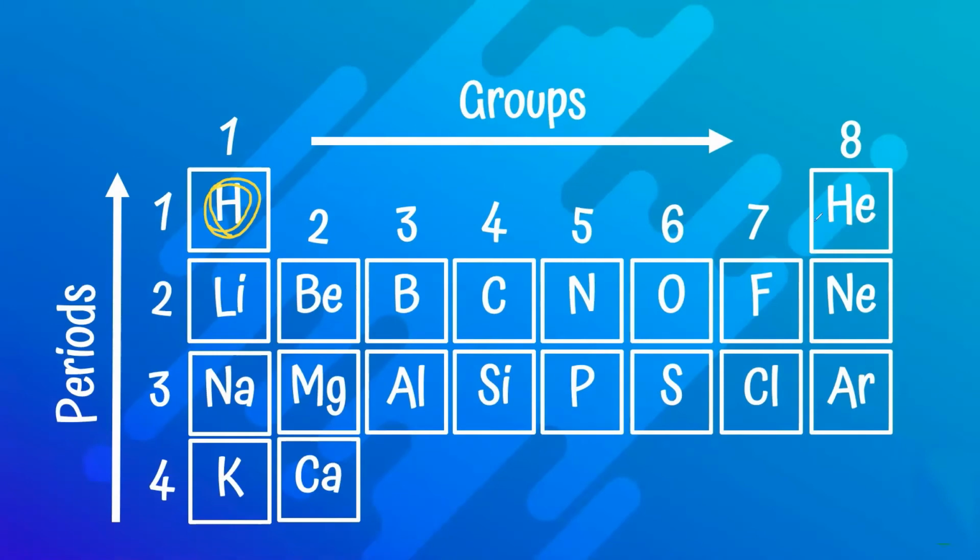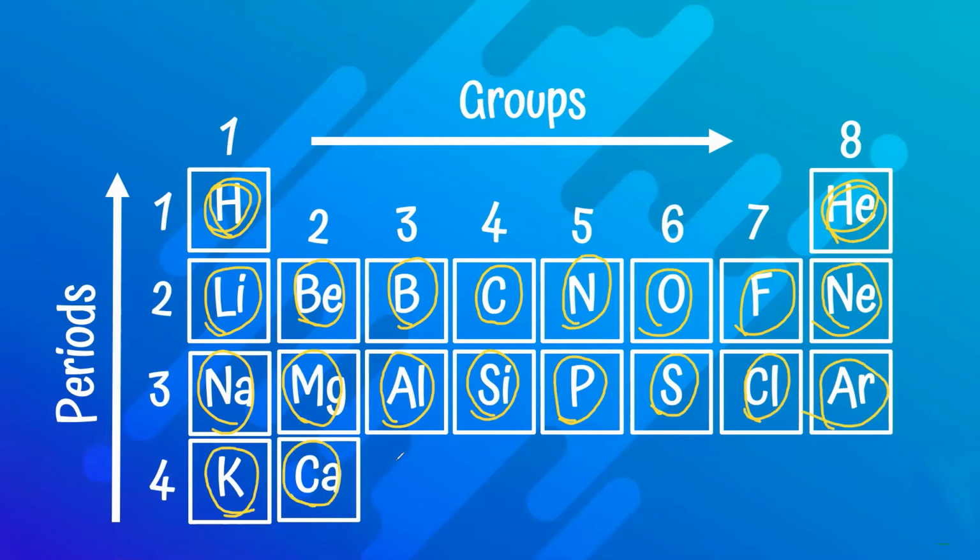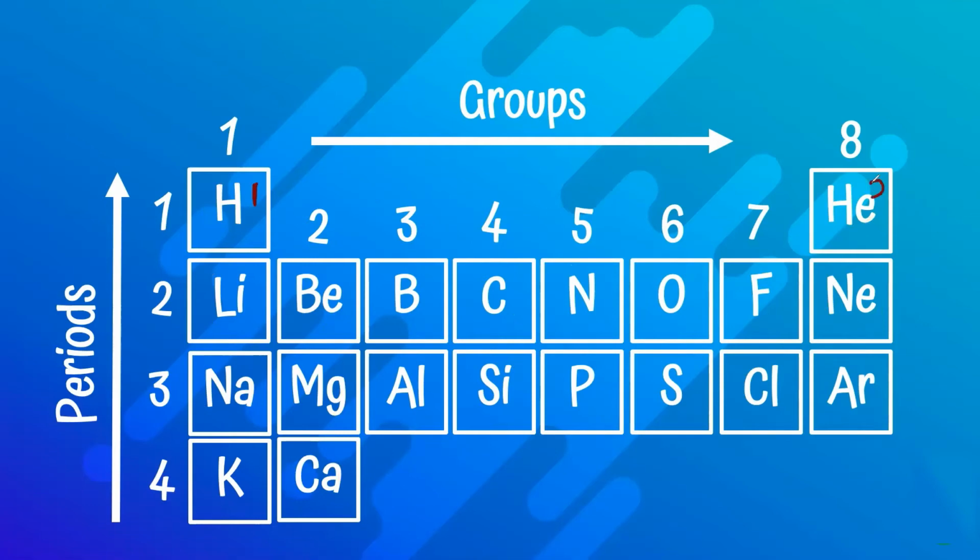First element is hydrogen. Second one helium, lithium, beryllium, boron, carbon, nitrogen, oxygen, fluorine, neon, sodium, magnesium, aluminium, silicon, phosphorus, sulfur, chlorine, argon, potassium, calcium. So let's see the atomic numbers of those elements. Atomic number of hydrogen is 1, helium is 2, then 3, 4, 5, 6, 7, 8, 9, 10, 11, 12, 13, 14, 15, 16, 17, 18, 19, and 20.